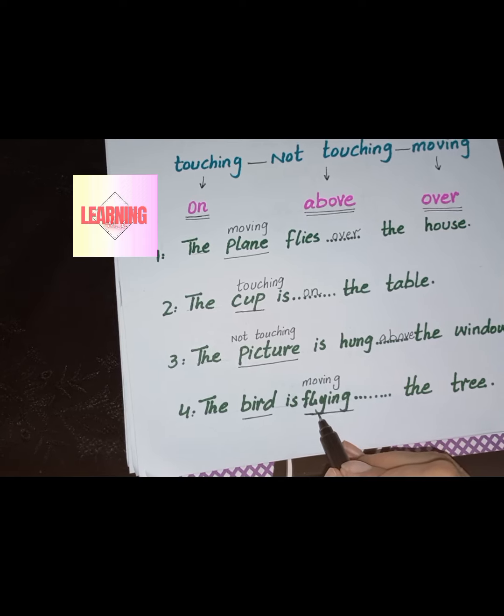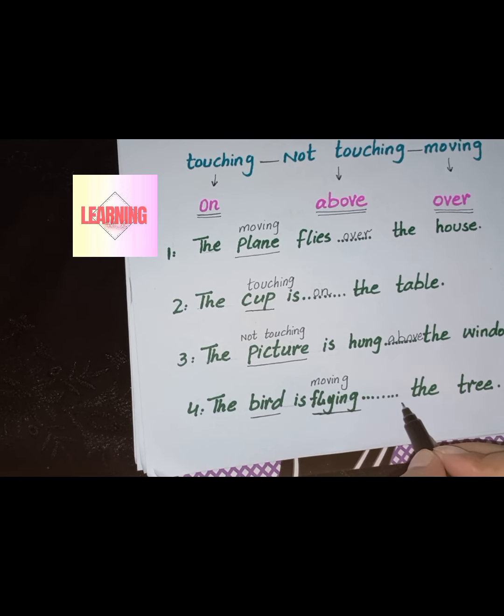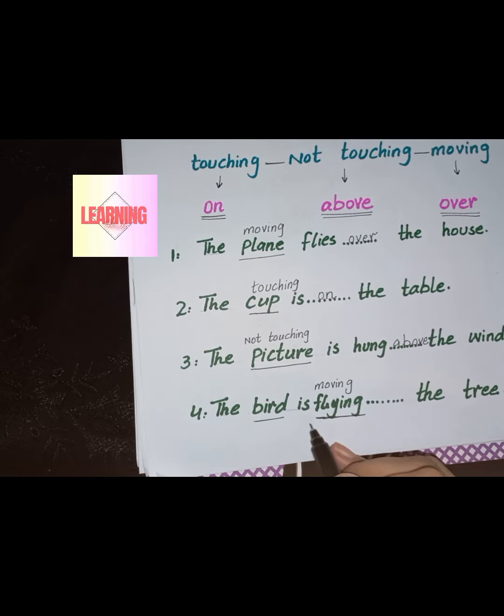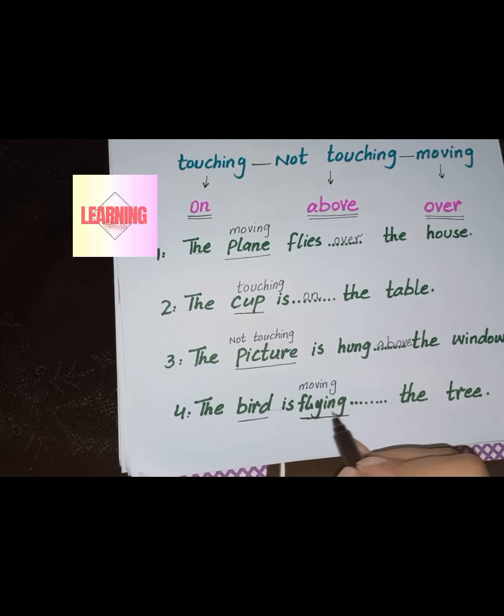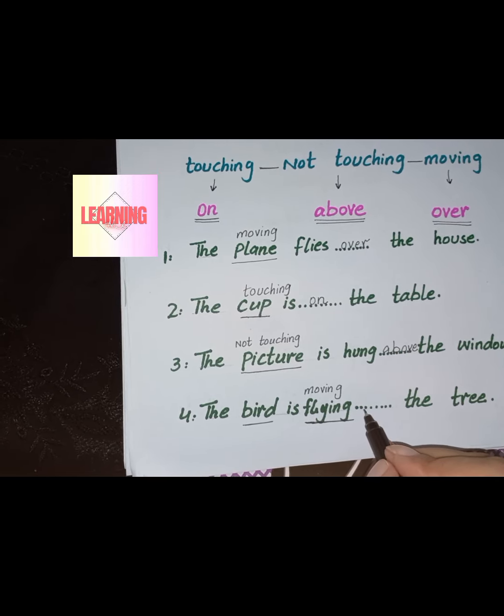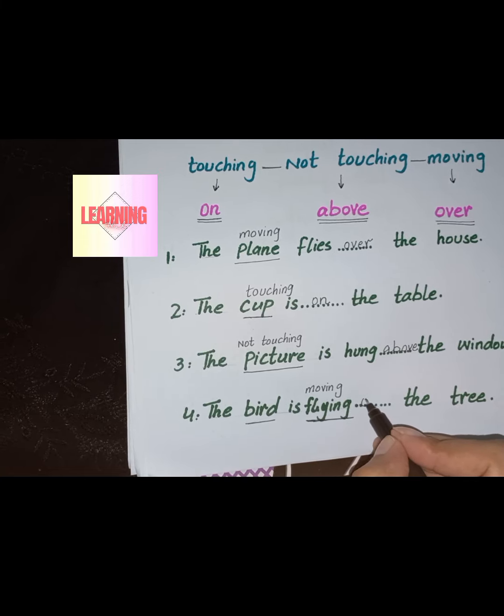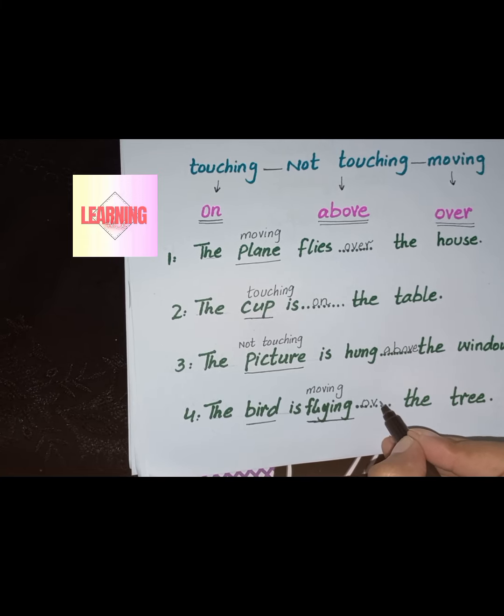The bird is flying dash the tree. The bird is flying. Flying means the bird is moving, so here we use over. The bird is flying over the tree.